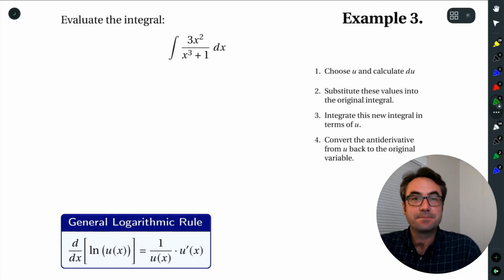All right, let's try another one. So here we're going to integrate the function 3x squared divided by x cubed plus 1. All right, so let's look at this.